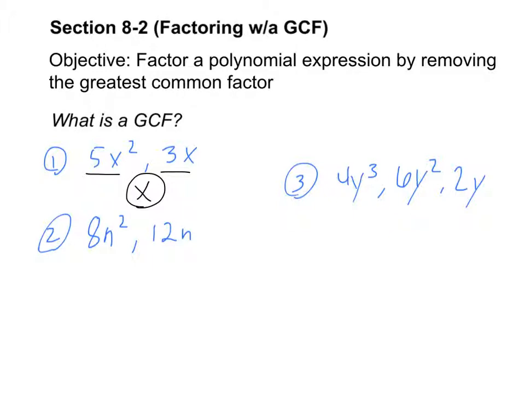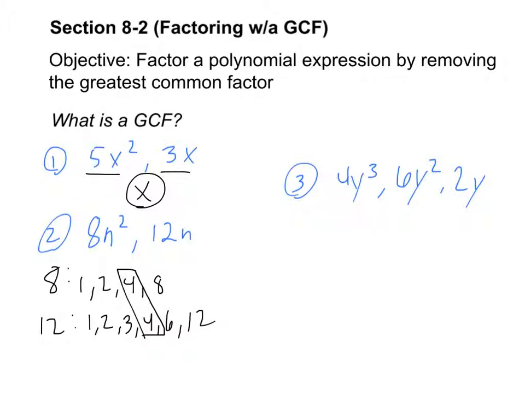Number 2, 8 and 12. If you're only looking at the numbers, the GCF is... And if you need to list out all your factors, do it. If you can do it in your head, great. If you can't, list them out. So I've forgotten how to find the GCF, so I'm going to list out all my factors and see if I can come up with the largest one. All my factors of 12, all my factors of 8, and I clearly see now that 4 is the largest one in common, but that's not all.